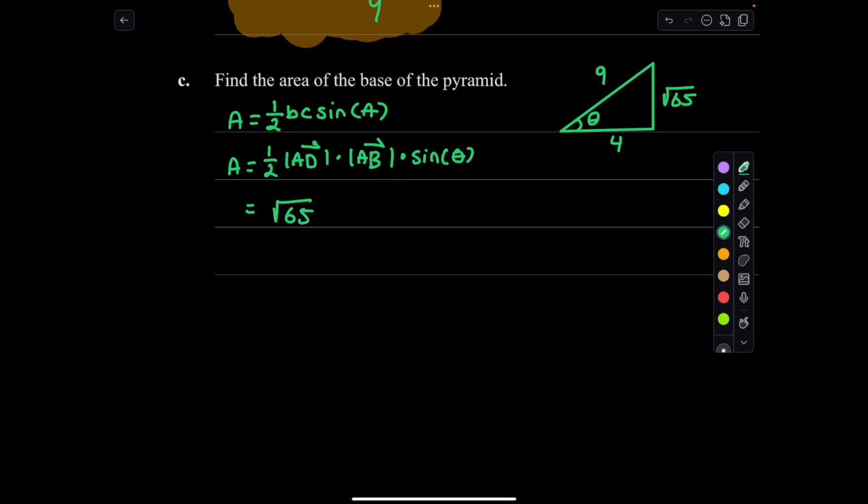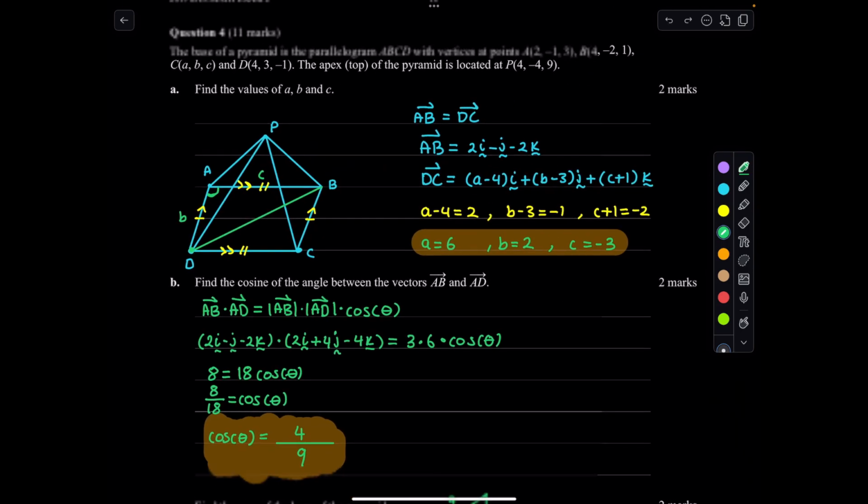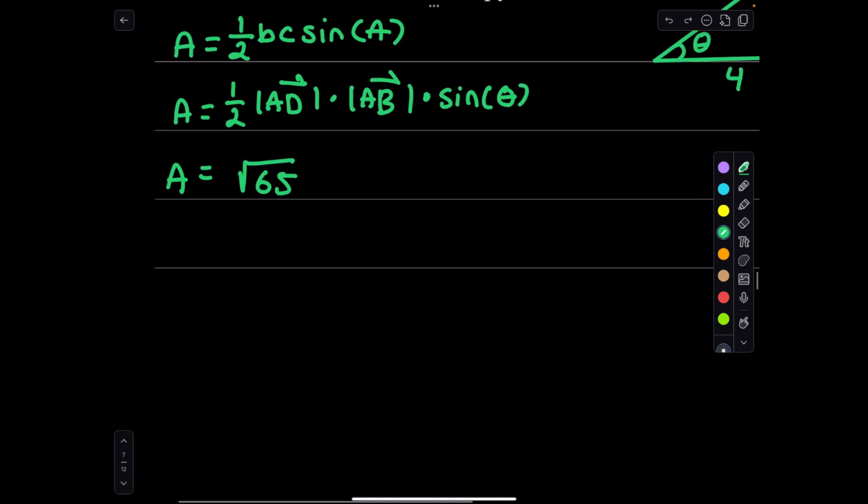Now be careful. This is not your area. Remember, this is the area of one of these triangles, so we have to double it for the other one. The overall area is this doubled, so 2 root 65 units squared. Hope that makes sense.